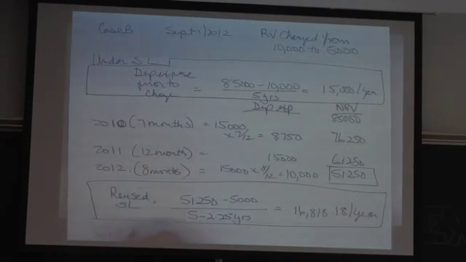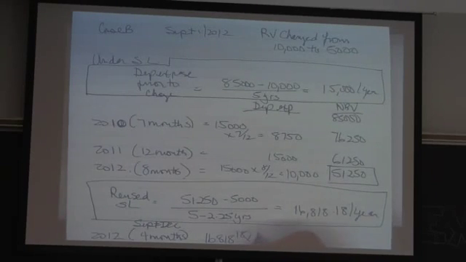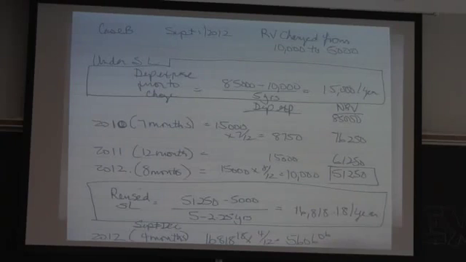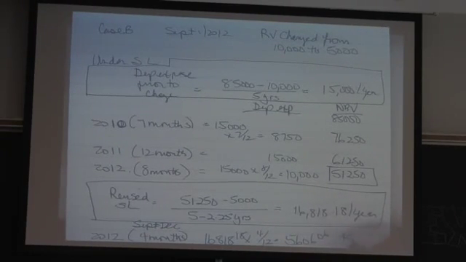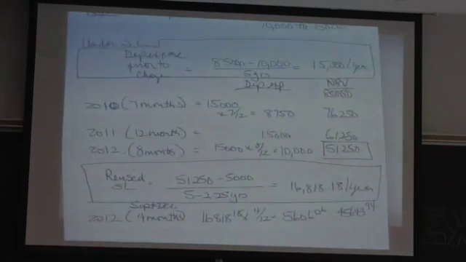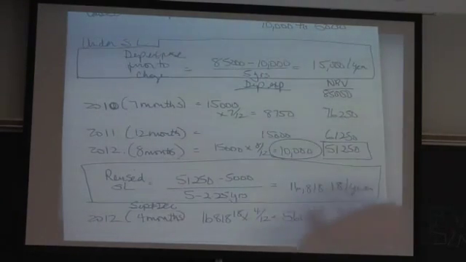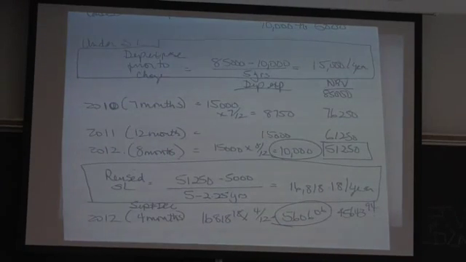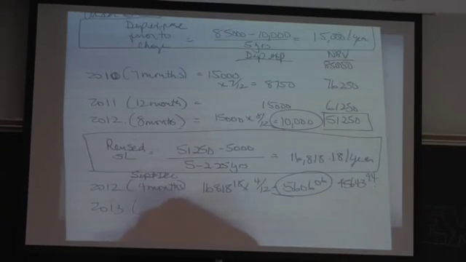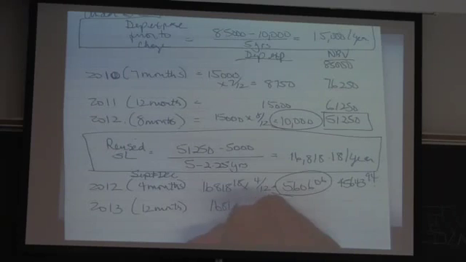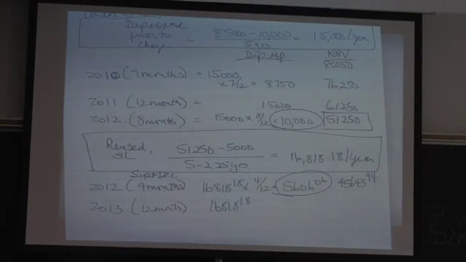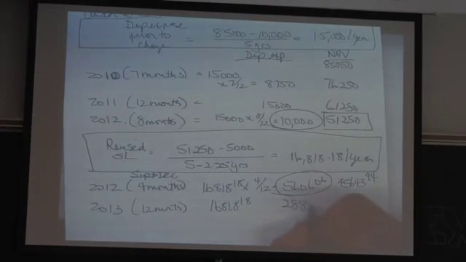So let's calculate 2012 for 4 months, because that change happened on September 1st, so September to December. That would be 16,818 times 4 over 12 to give us 5,606.06. Net book value will be 45,643.94. So the depreciation expense for 2012 will be 10,000 plus 5,606.06, so $15,606.06. 2013 is 12 months. And we know that's got to be 16,818.18. Net book value is 28,825.76.